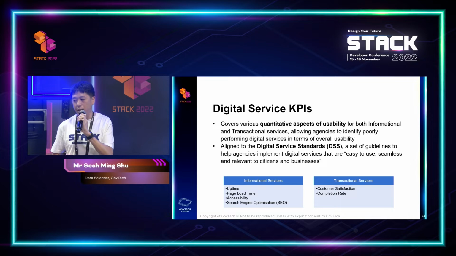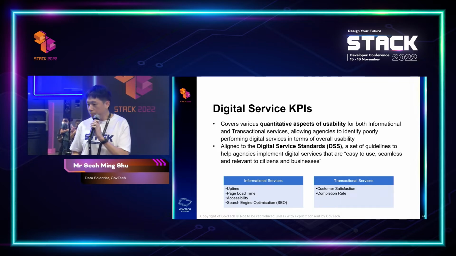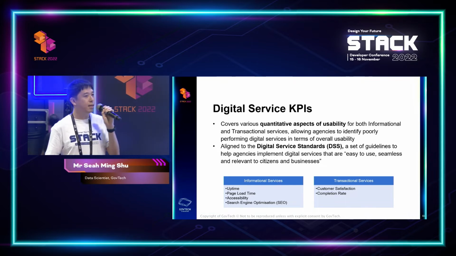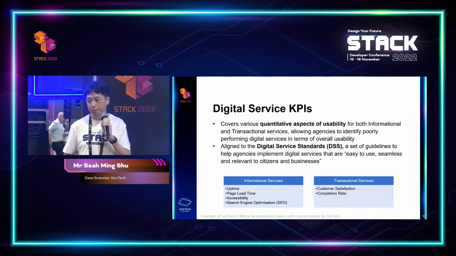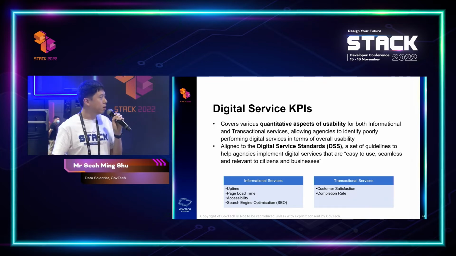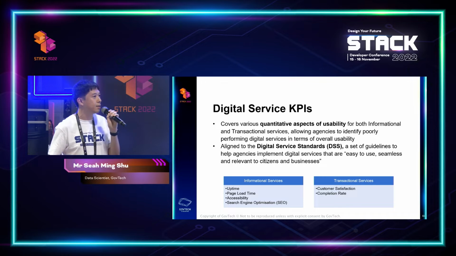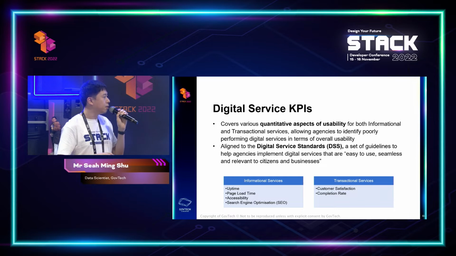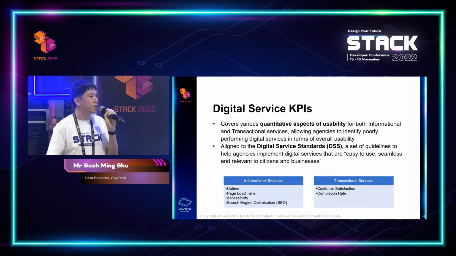All these KPIs are aligned to the digital service standards. This digital service standard is a set of guidelines to help agencies implement digital services that are easy to use, seamless, and also relevant to citizens and businesses. In the table below, we have the 6 different KPIs that are being monitored for all government digital services. For informational sites, we monitor these aspects. First of all, uptime, which is the availability of the system.